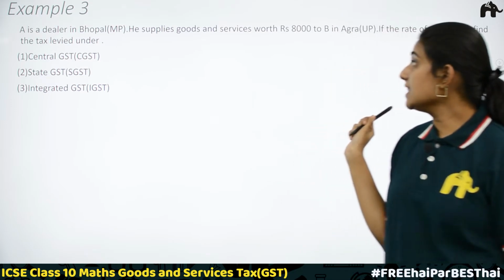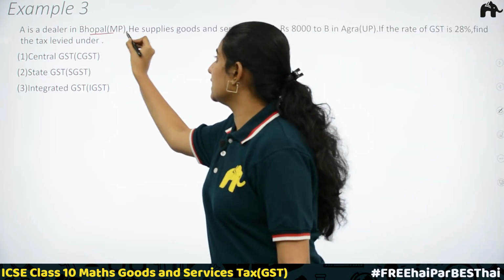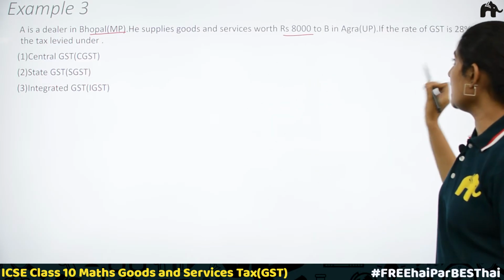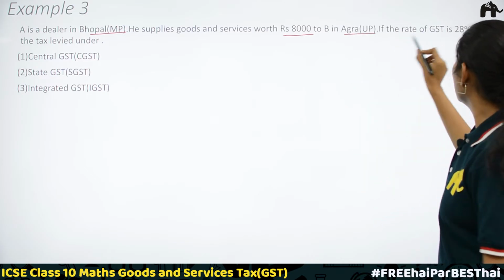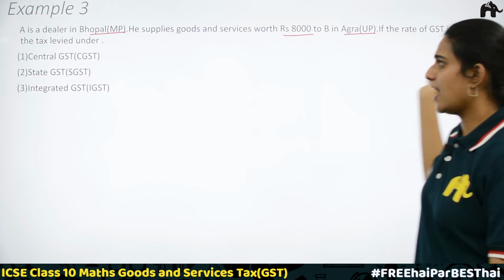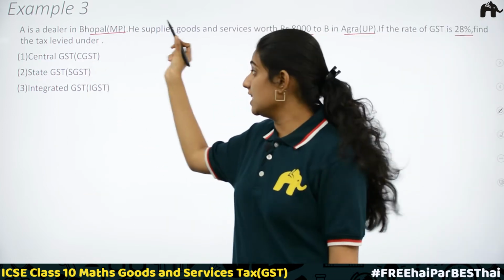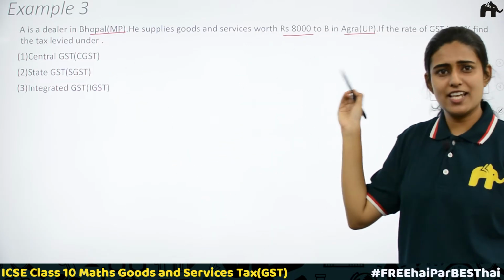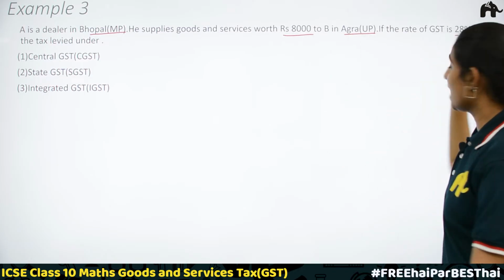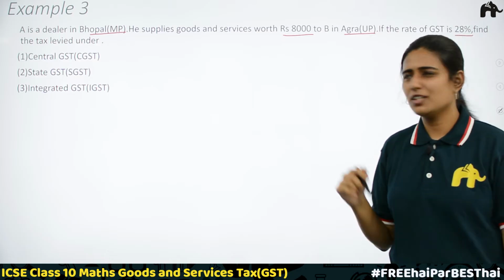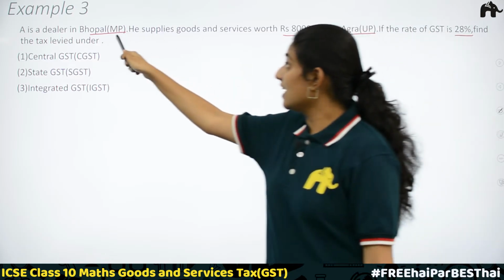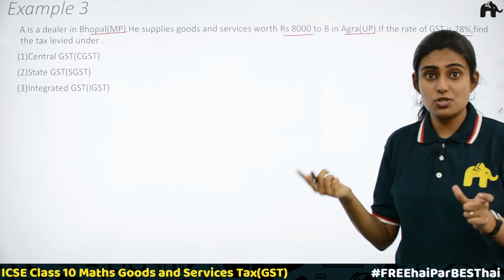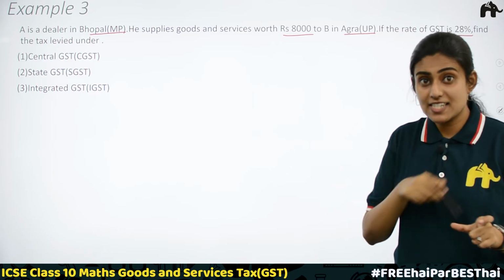Next we have a similar question. Example 3. A is a dealer in Bhopal in Madhya Pradesh. He supplies goods and services worth rupees 8,000 to B in Agra, Uttar Pradesh. If the rate of GST is 28%, find the tax levied under central GST, state GST, integrated GST. We have the same values, right? In the second example, we had rupees 8,000, we had 28%. But what is the difference between the two questions? Yes, here in the previous example, we had Bhopal and Indore, which were both places in the same state, Madhya Pradesh.